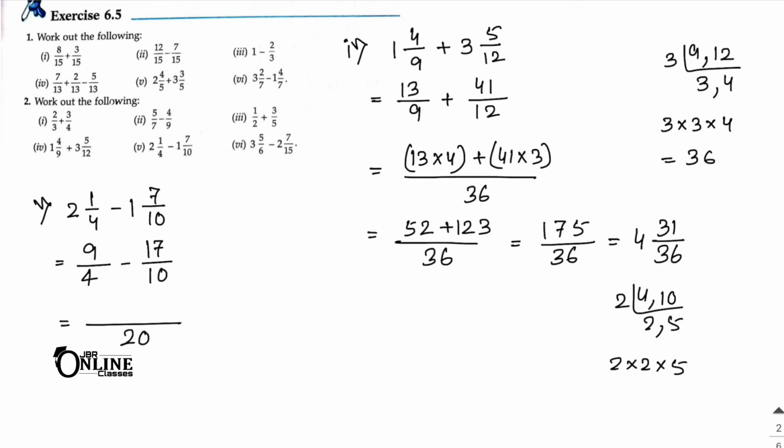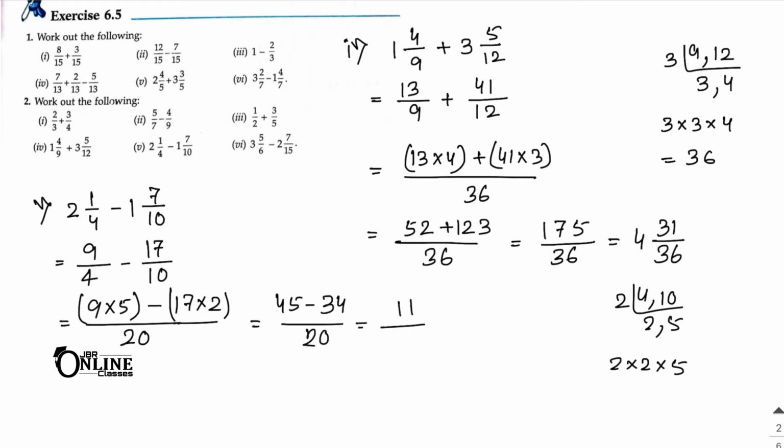So 20 divided by 4, it becomes 5. So 9 into 5, and it becomes 2 whenever you divide 20 by 10. So 17 into 2. So that equals 45 minus 34 by 20. It's 11. So 11 by 20 is your answer.